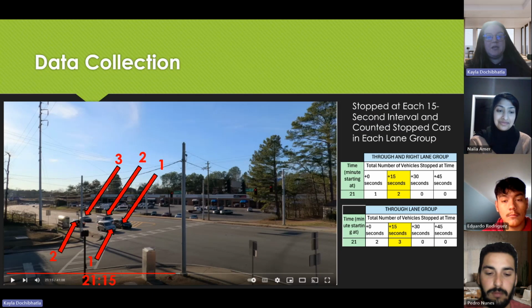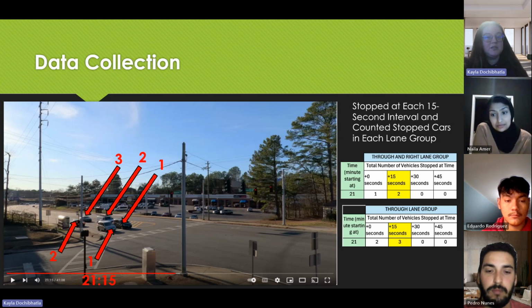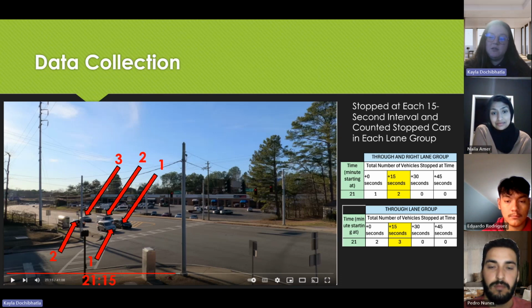First, I wanted to explain how we counted the data for our 15-second intervals. So for the two videos at each 15-second interval, we paused the video and counted how many cars were stopped in each lane group. Here I put up an example at minute 21, 15 seconds, and there were 2 cars in lane group 2 and 3 cars in lane group 1. And we went ahead and put that in our Excel sheet. There's an example of that to the right. I highlighted the section where we inputted it.